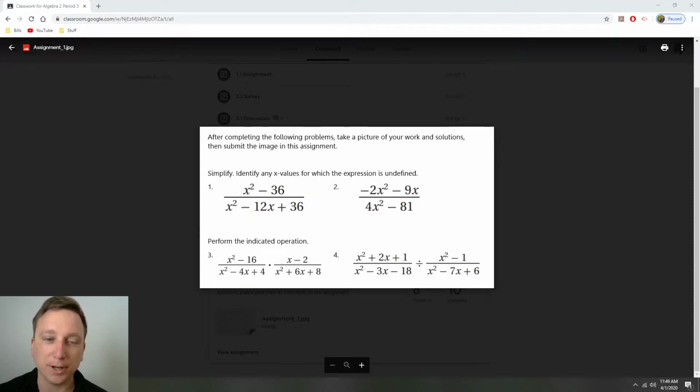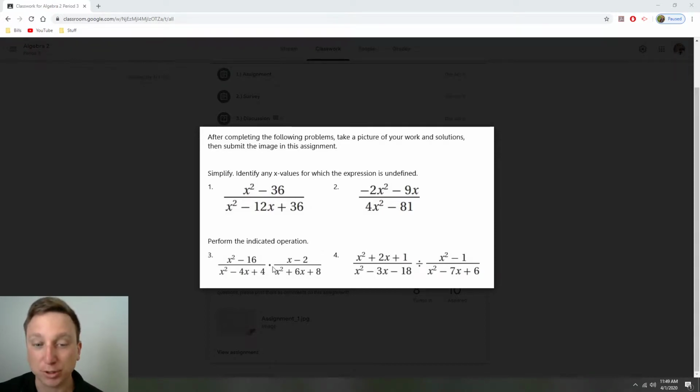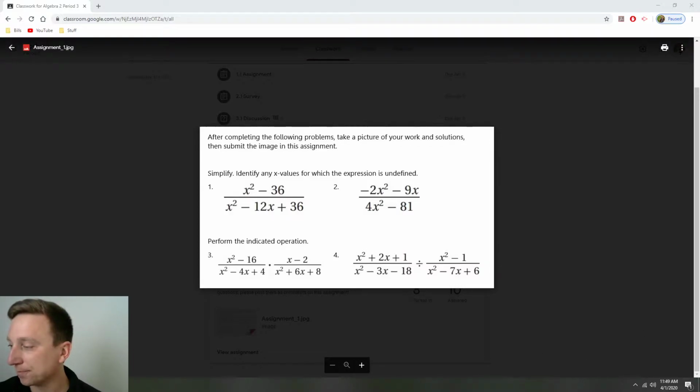Hi everyone. Here we are back at number 3 of this week's practice. We're asked to perform an operation multiplying two rational expressions. So when we multiply fractions, top times top, bottom times bottom. I have this problem on another sheet of paper. We'll go ahead and look at it right now.